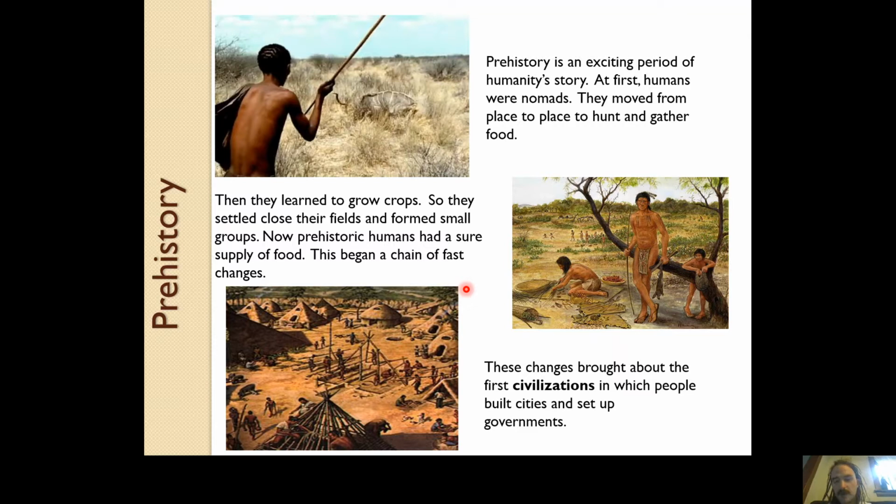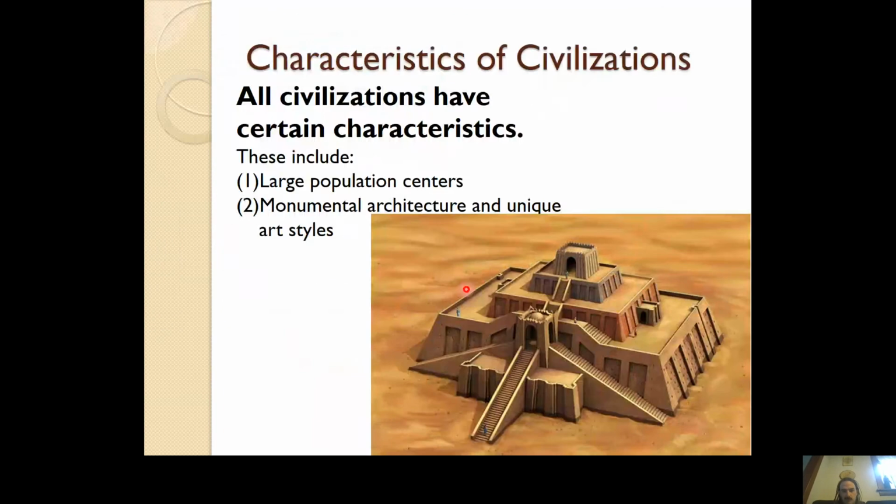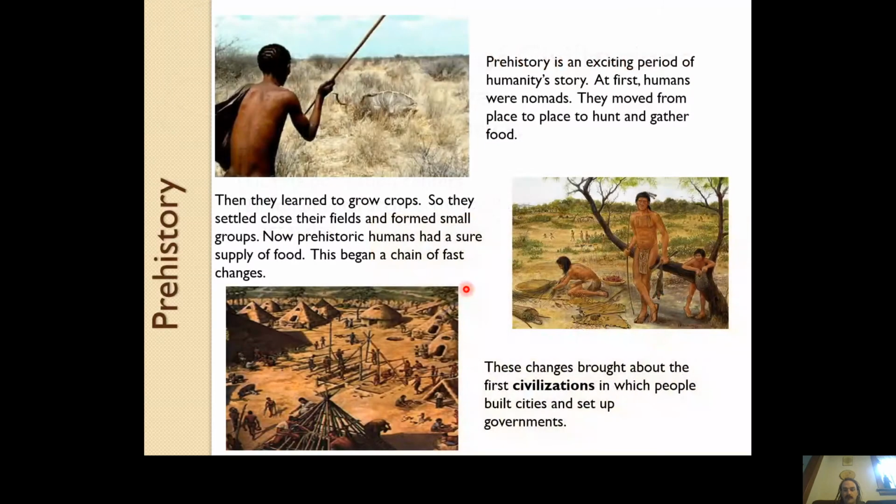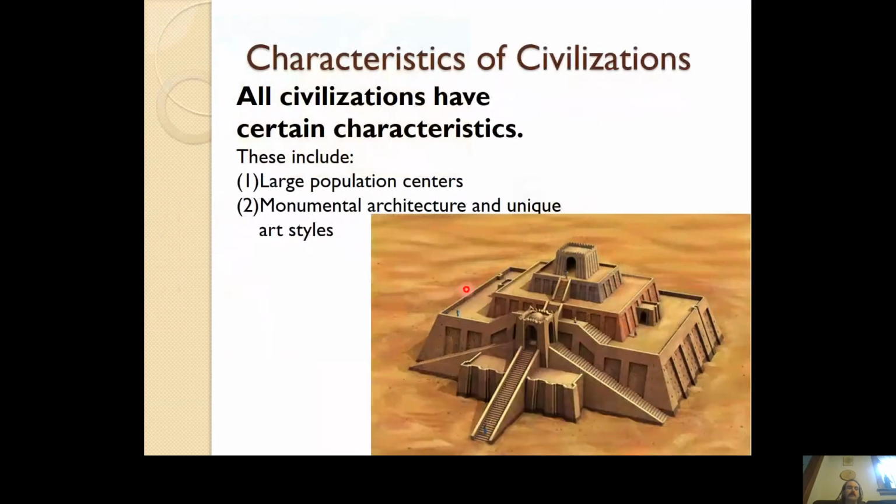So basically the first civilizations were created out of this need to harvest crops and then improve our ability to harvest the crops. Because more food means more people and a happier life. We all love to be full. We don't love to be hungry. So, characteristics of civilizations. We're going to start talking about early civilizations now.